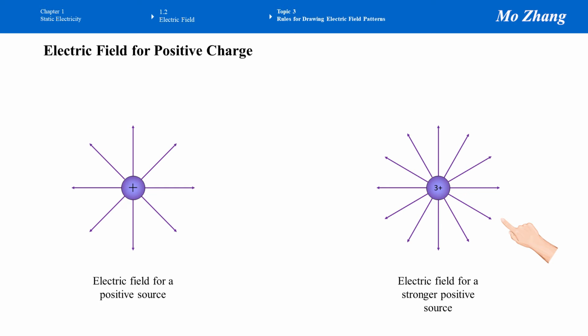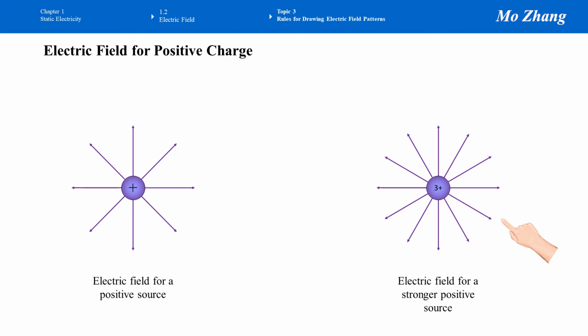As you can see, the one on the right hand side has more arrows or more field lines, which means it has a stronger field. The field has higher intensity. So the number of lines indicates how strong the electric field is. For a weak charge, it has fewer field lines. For a strong charge, it has more electric field lines, which means its intensity is high.